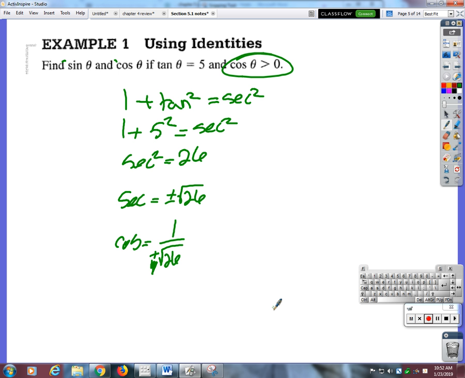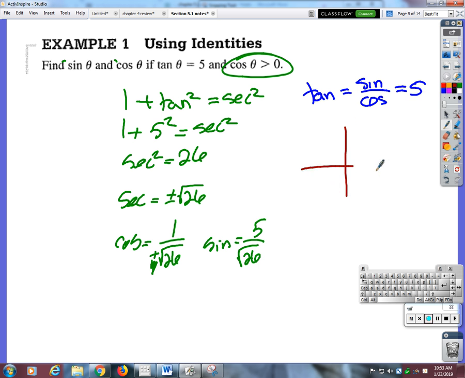Then, where I thought we were going, Braden said that tangent is equal to sine over cosine. So if this thing equals 5, then that means that sine has to be 5 times bigger than cosine, right? So if cosine is 1 over the square root of 26, what is sine? 5 over the square root of 26.